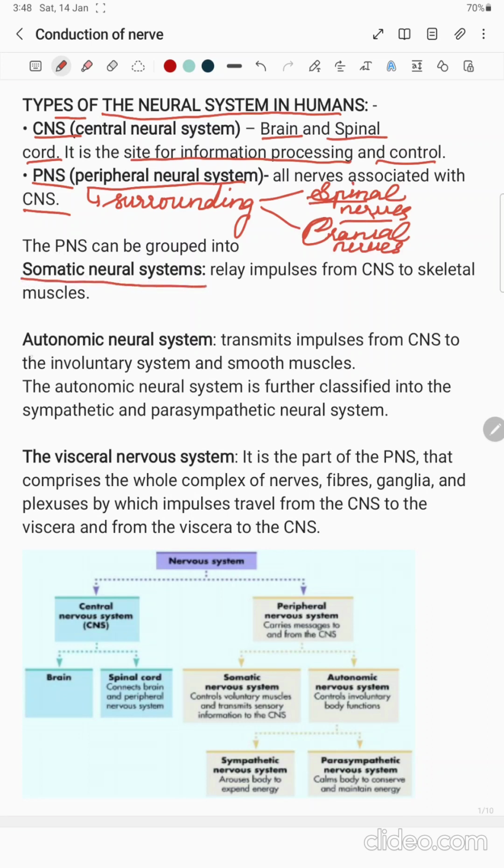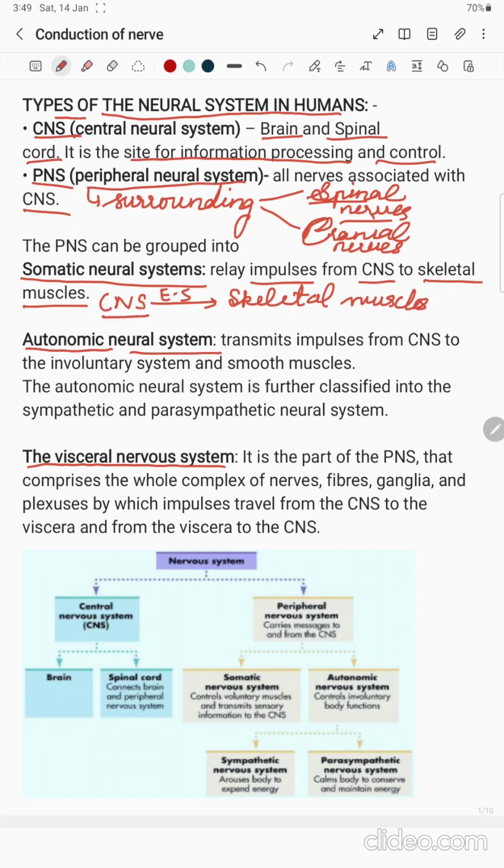One is the somatic neural system, the second is the autonomic neural system, and the third is the visceral nervous system. Now, the somatic neural system relays impulses from the central nervous system to skeletal muscles. What is the function of it? The electric signals will be sent in the form of nerve impulses from the central nervous system, that is brain and spinal cord, to skeletal muscles. So this is called the somatic neural system.